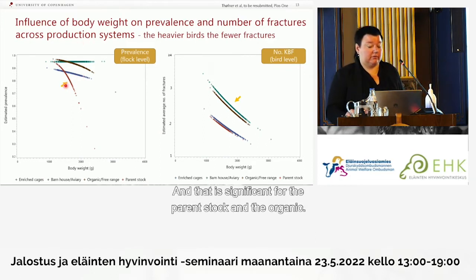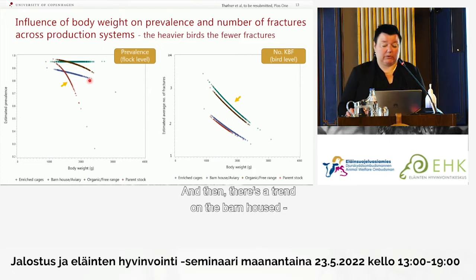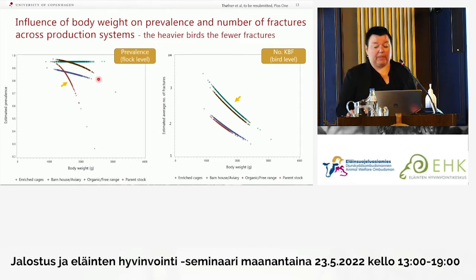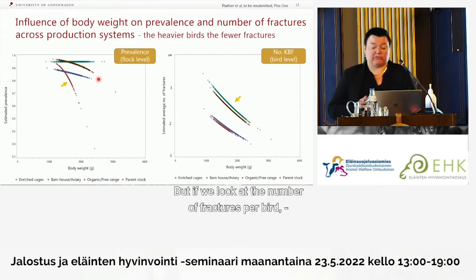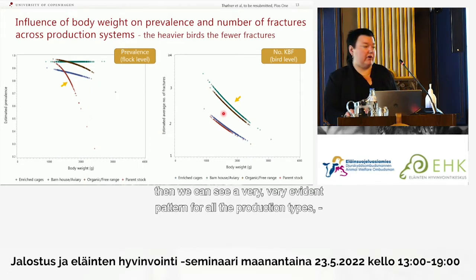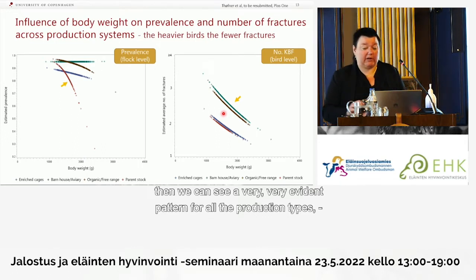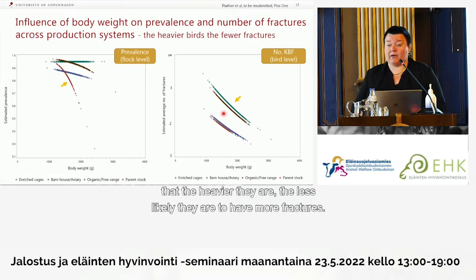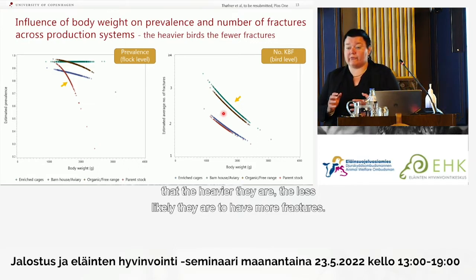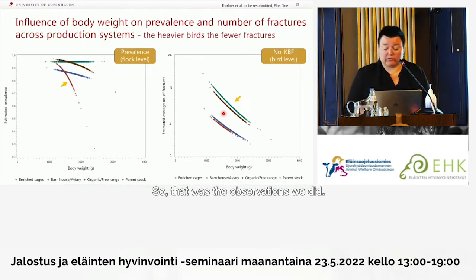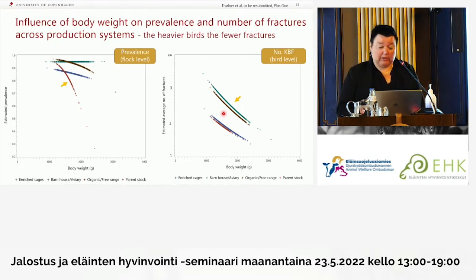And that is significant for the parent stock and the organic. Then there's a trend in the barn-housed, and then the enriched cages. We could not really see a difference here. But if we look at the number of fractures per bird, then we can see a very evident pattern for all the production types: the heavier they are, the less likely they are to have more fractures. So that was the observations we did.